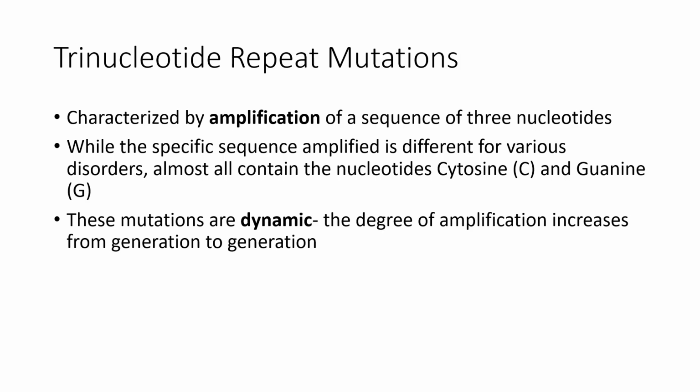Why this matters clinically. Repeat length correlates with severity, age of onset, and sometimes which tissues are affected. In other words, the mutation isn't just present, it's quantitative, and that number matters.